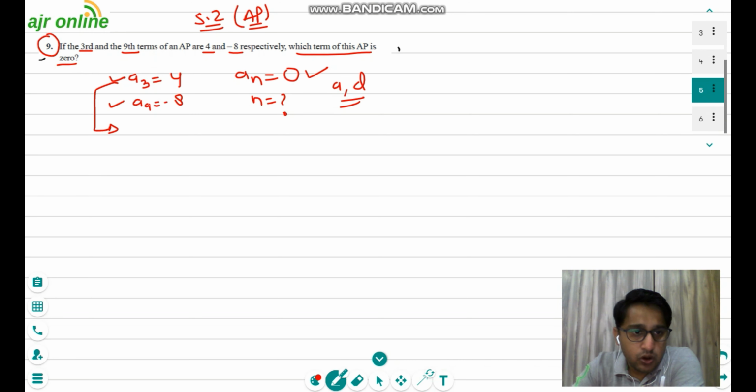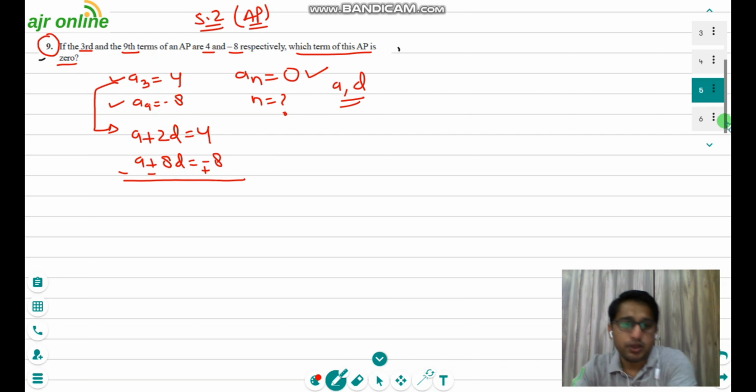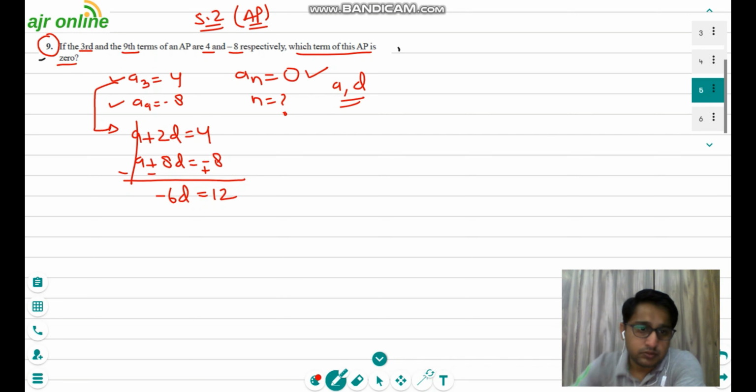Now a3 is what? a plus 2d equals to 4, as a3 is a plus 2d, and a9 will be a plus 8d equals to minus 8. We'll solve both equations, as you know the signs will get changed, plus to negative and negative to positive, so a will get cancelled. Minus 8d plus 2d will become minus 6d and it will become 12.